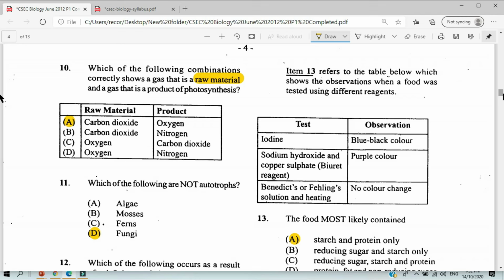And we used Benedict's solution or Fehling's solution. We got no color change, so there is no reducing sugar. So we went with A as the answer. Starch was present and of course protein.